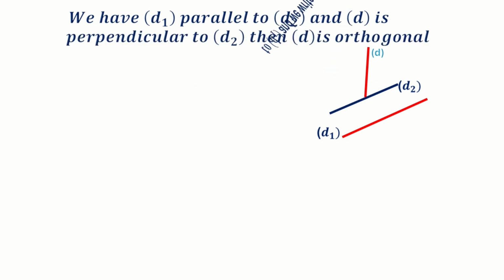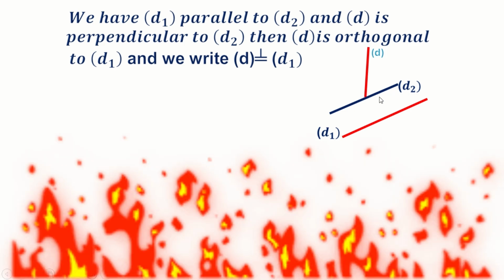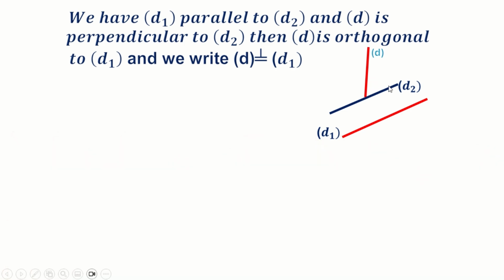Two straight lines, D and D1, are orthogonal, as we see here on the figure. D and D1 are orthogonal when D is perpendicular to a straight line parallel to D1. So D2 and D1 are parallel, D is perpendicular to D2. We say that D is orthogonal to D1.